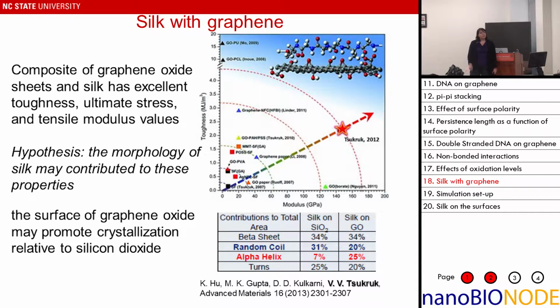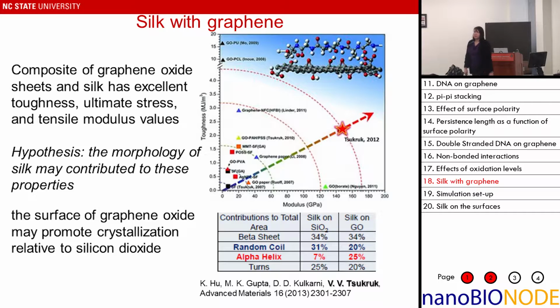Moreover, they compared silk to silicon dioxide. So it's experimental again, it's not our studies. Because they thought the morphology and secondary structure of silk contributes to these interactions, they took a more polar surface, since silicon dioxide is pretty polar. They saw that the random coil, which is disorder, is higher on silicon dioxide compared to graphene oxide for silk. They also saw a higher percentage of secondary ordered structures, such as alpha helix, on graphene oxide compared to silicon dioxide.